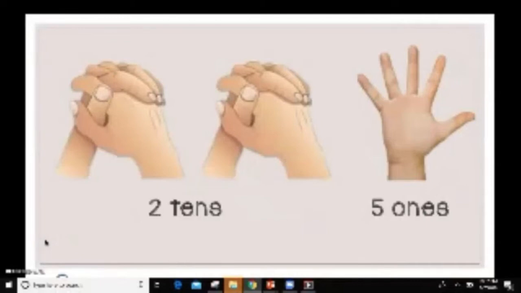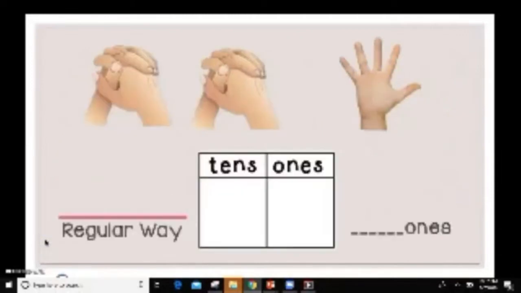The difference between this and the last picture is just the way I organized them. I organized this one in groups of tens, and the other ones I just left as ones. Now, our goal today is that we're going to be able to describe numbers in tens and ones, and also just as ones. So first I'm going to start with what we already knew, the regular way.